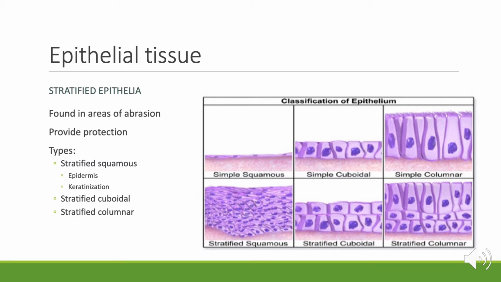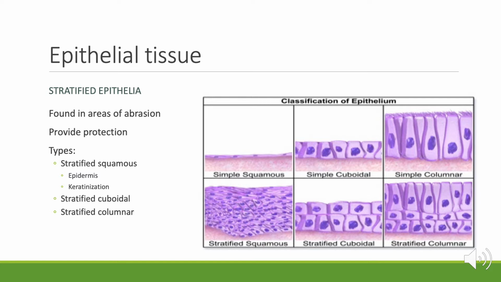Moving on, we have stratified epithelia, which are tissues that have layers of cells. They're often found in areas of abrasion, where cells will need to be constantly replaced. Stratified squamous tissues form the superficial layer of the skin, known as the epidermis. It can also manufacture keratin, which toughens the cells but also kills them.